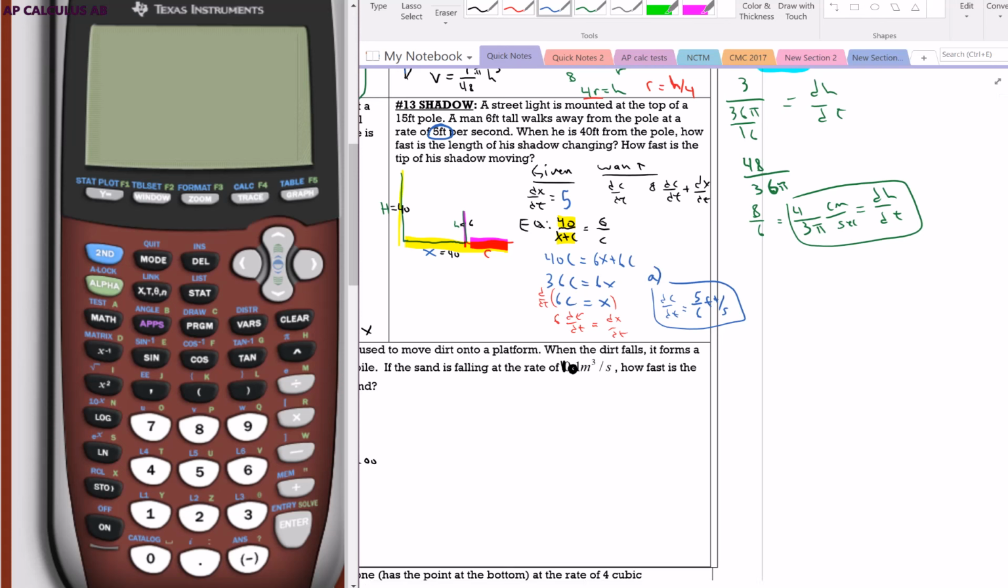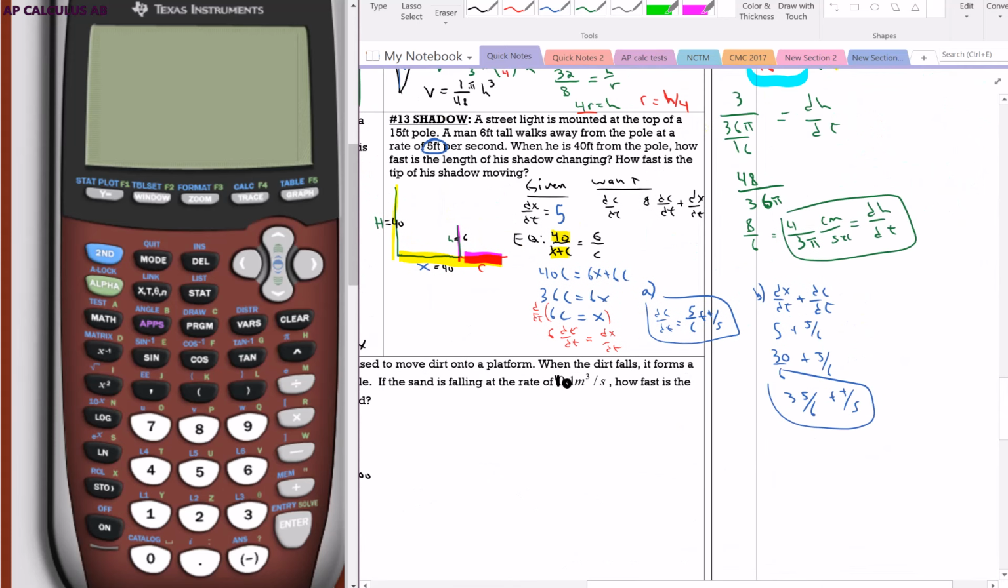And then the answer to part B is simply adding dx/dt plus dc/dt. So it's basically 5 plus 5/6, which is 30/6 plus 5/6, giving 35/6 feet per second. And that's how fast the tip of her shadow is moving. Because it's the tip of the shadow, I have to combine the rate at which she's moving with the rate at which the shadow is moving. So it's moving faster because there are two things moving.